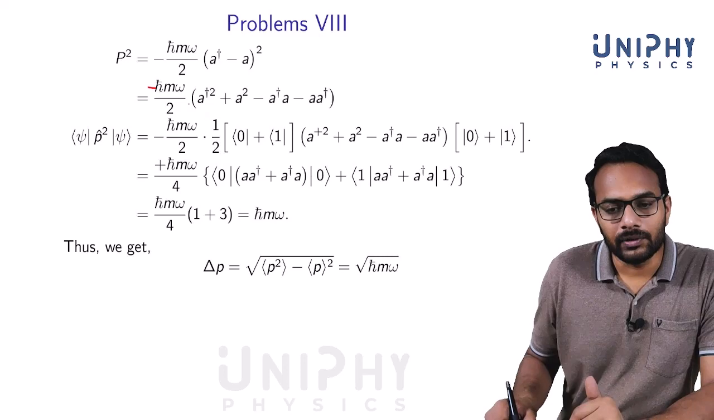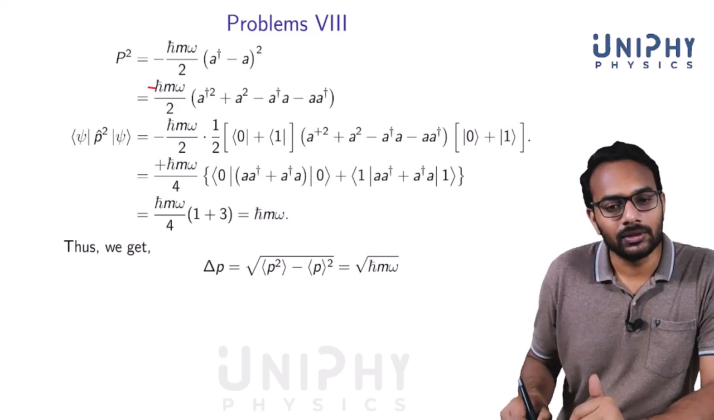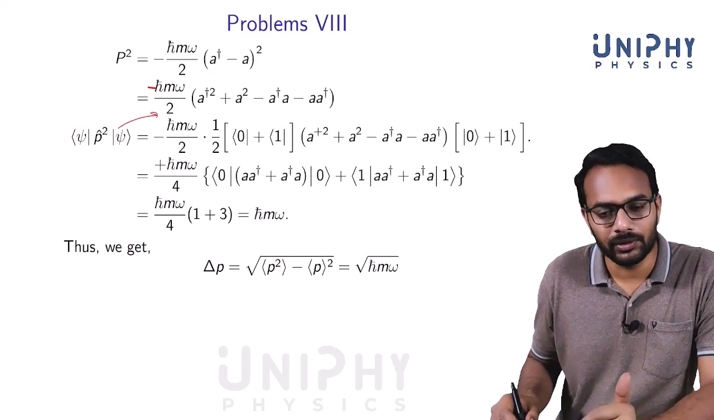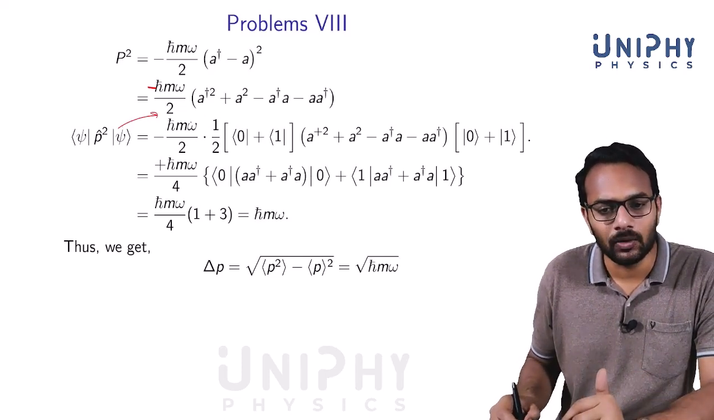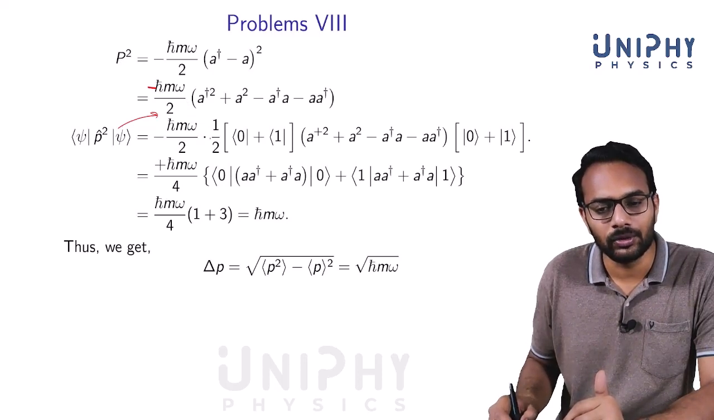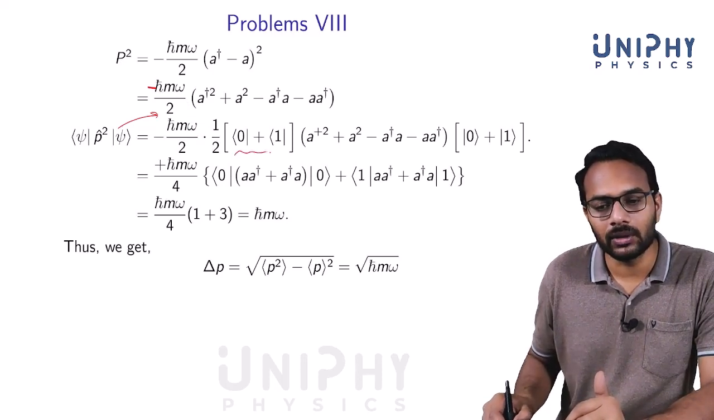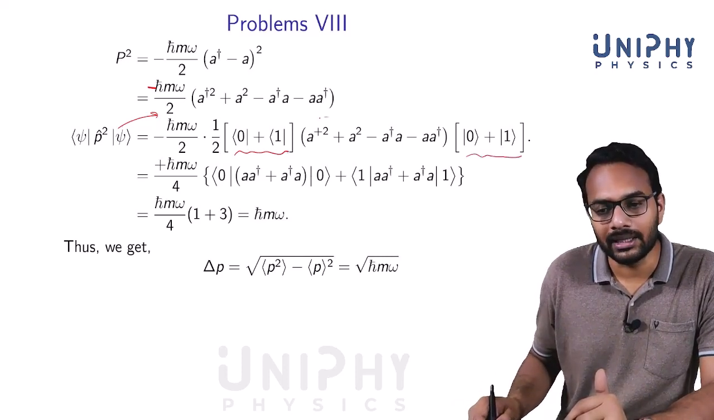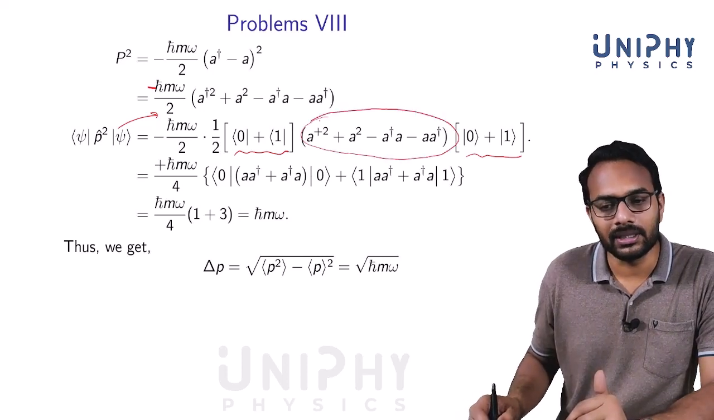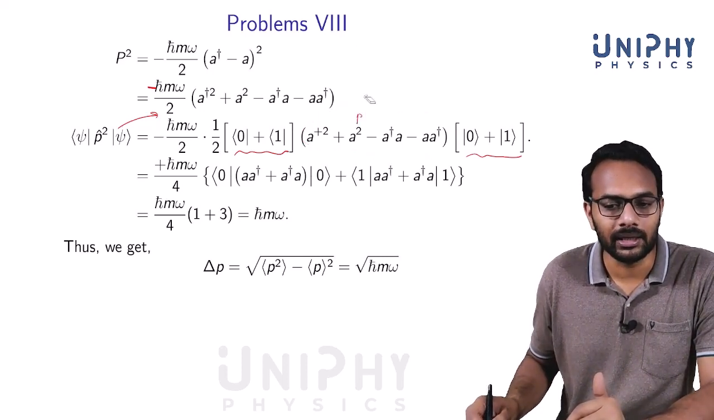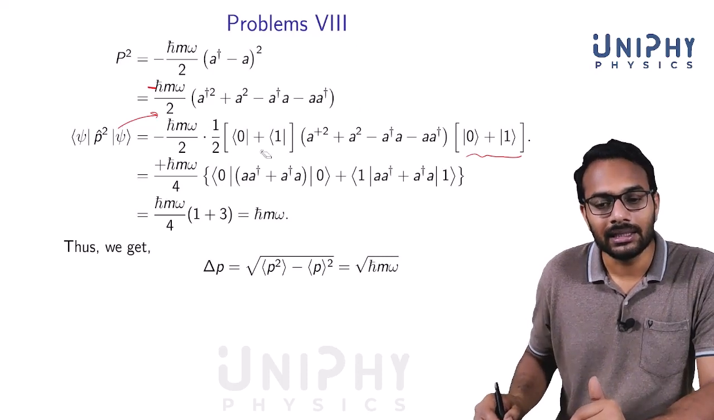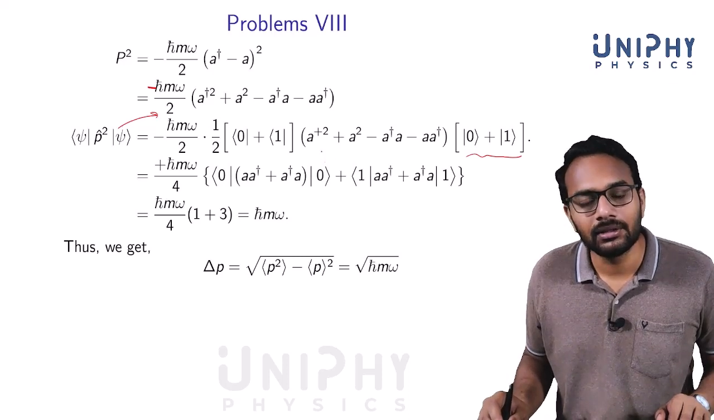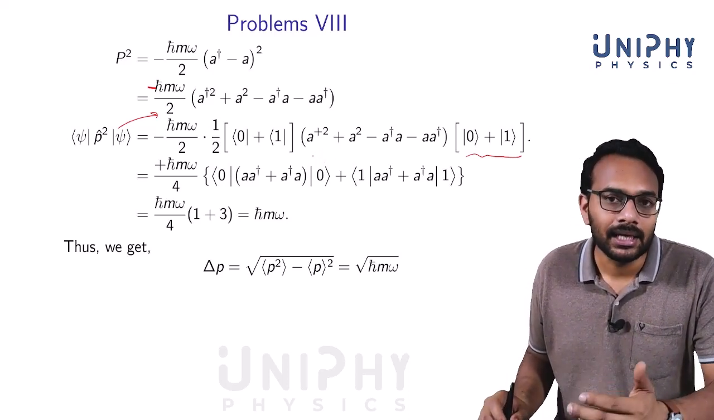So now what we do is that we find ⟨ψ|p²|ψ⟩. So we sandwich this operator between the states ψ. That's what we do here. We'll first pull all the constants out. It's minus ħmω by 2, times 1 by 2. And then we have here bra 0 plus bra 1, and here ket 0 plus ket 1, and in between we have the operator part. This is part of p cap. The rest of them have been taken outside. Again, you need to take only the non-zero terms here. That makes things rather easy.